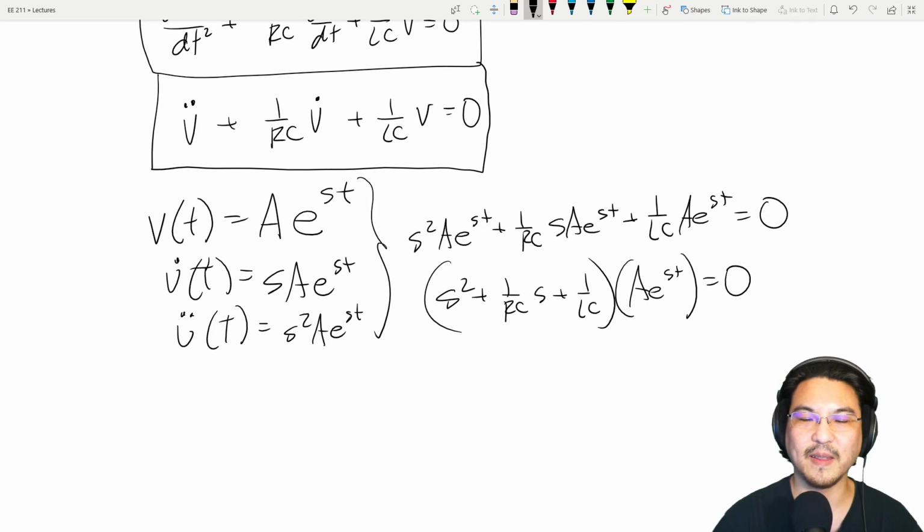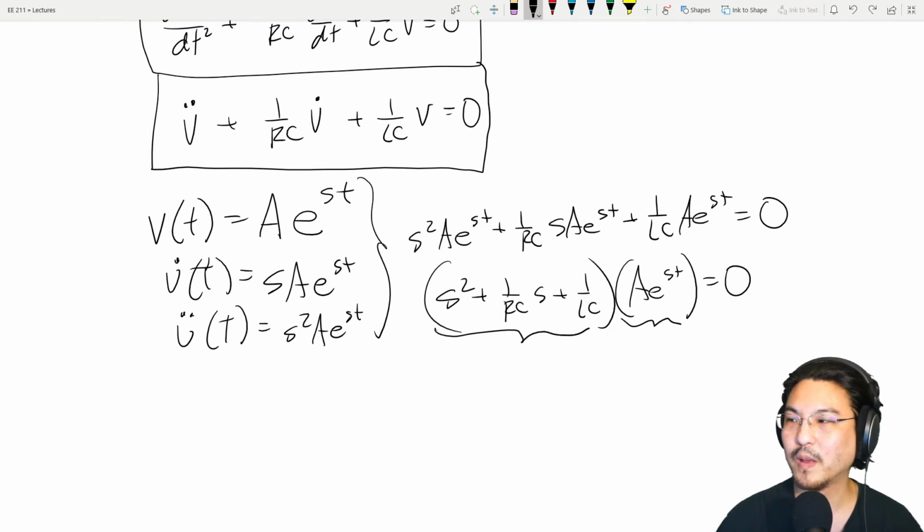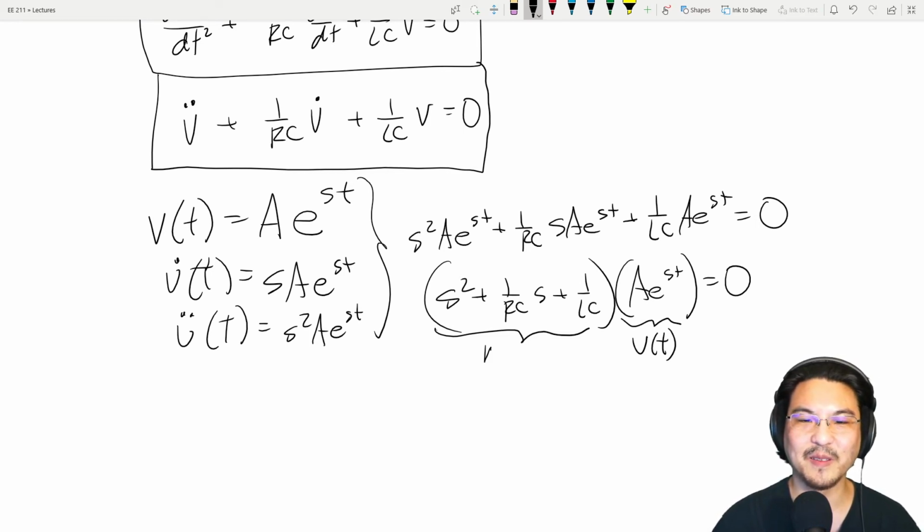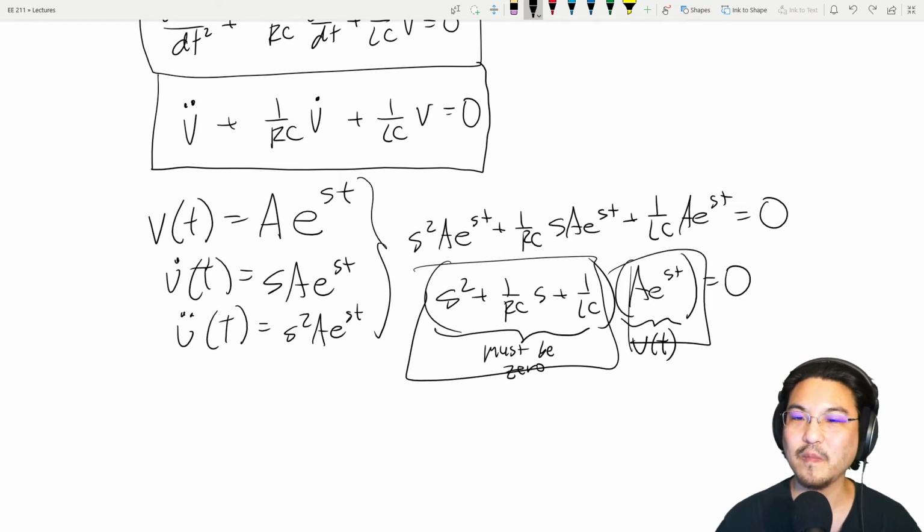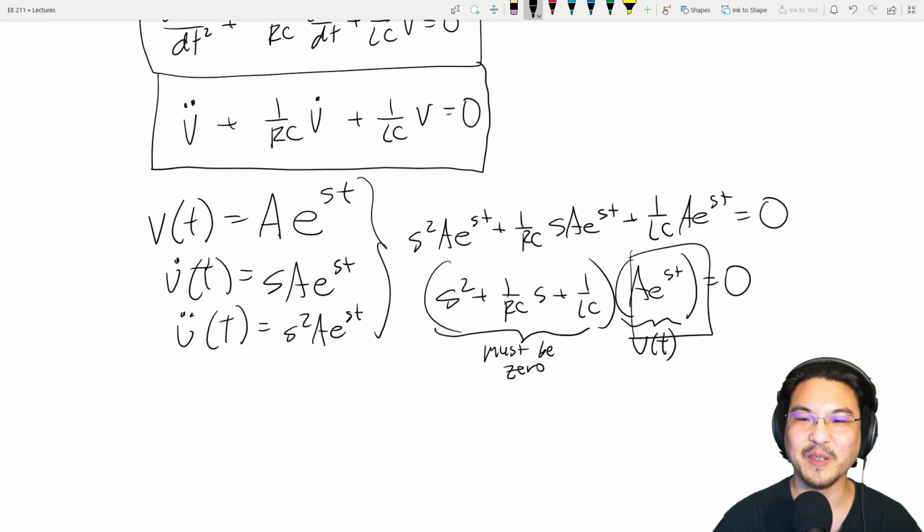Okay, now let's take a look at this. Something times something equals 0. Now, this is definitely not 0, right? This is our voltage function. So that means this must be 0. That's called the zero product principle. Something times something equals 0 means this equals 0 or this equals 0. Okay, so this must be 0.